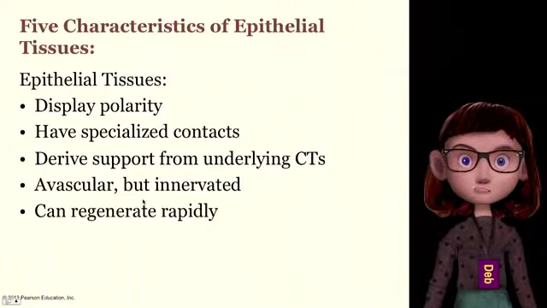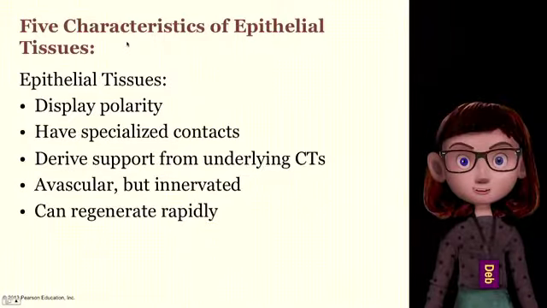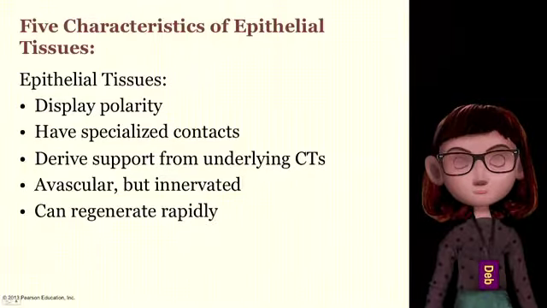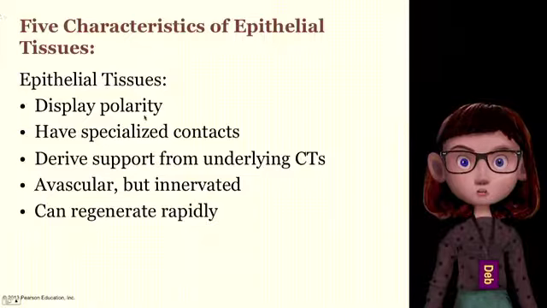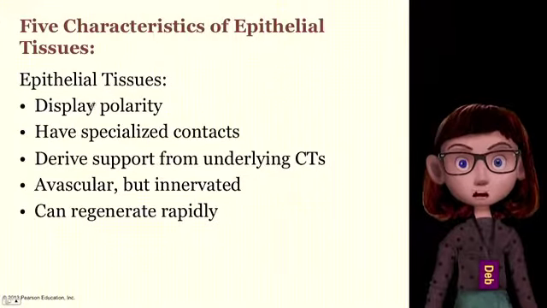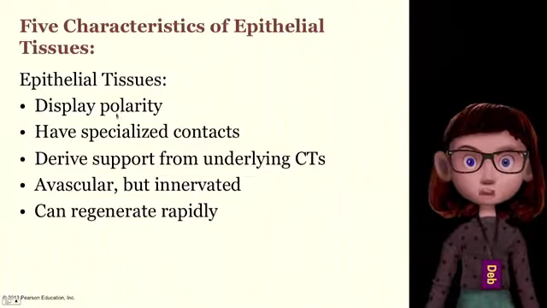5 characteristics of epithelial tissues. Now, this is different than functions. Keep in mind, a characteristic is a trait that's going to be shared by a group of objects, or in this case, tissues, so that all or most epithelial tissues will exhibit these characteristics. So what are they? Epithelial tissues display polarity. That means there's a top and a bottom.